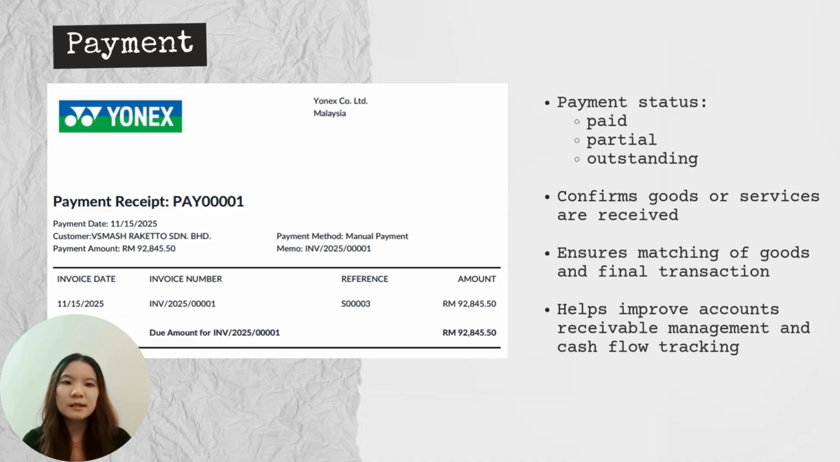Next is payment. There are 3 payment statuses: paid, partial, or outstanding. The payment received confirms that the goods or services are received by the customer, and it ensures the matching of goods and the final transaction. It also helps to improve accounts receivable management and cash flow tracking for the company.